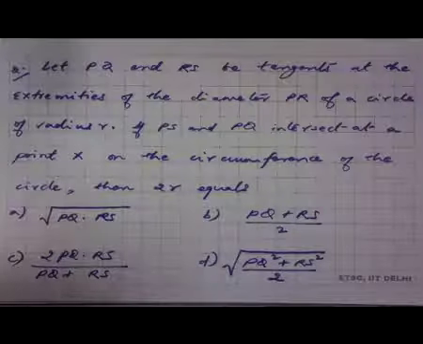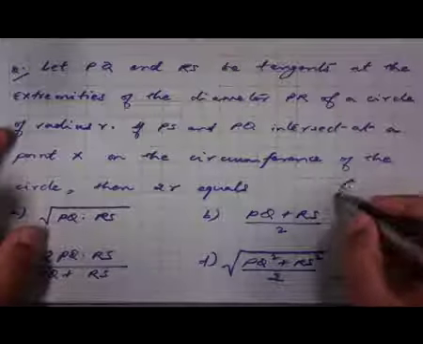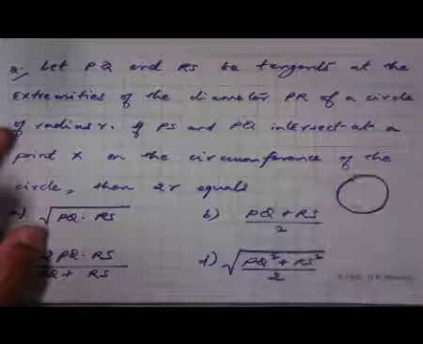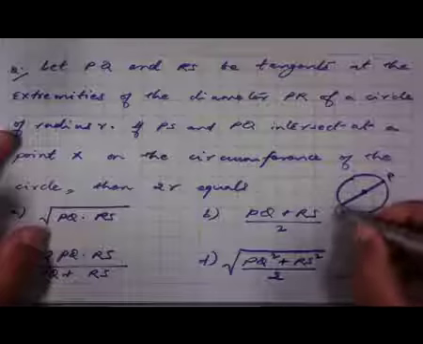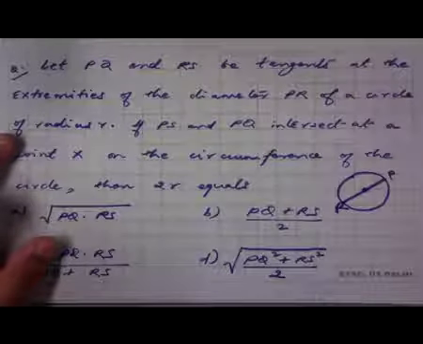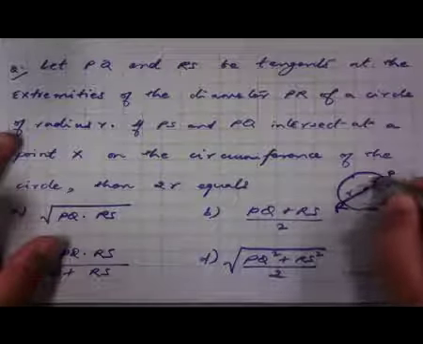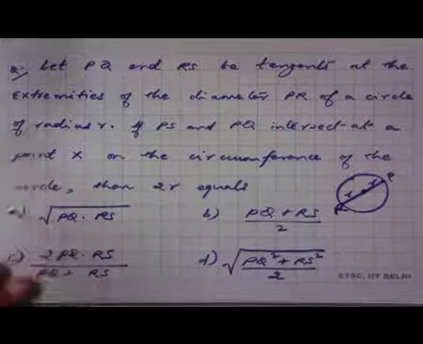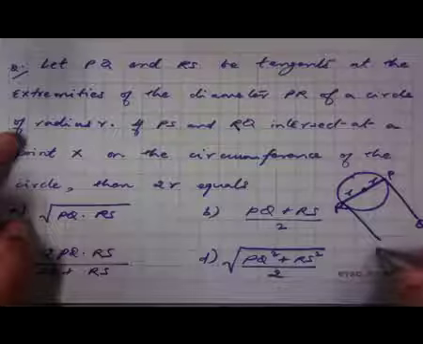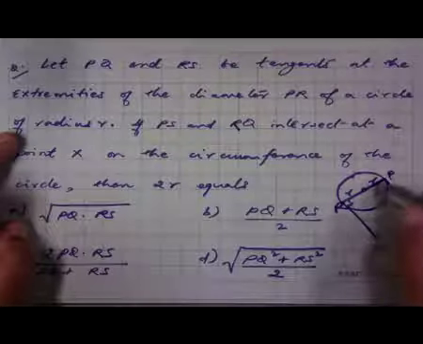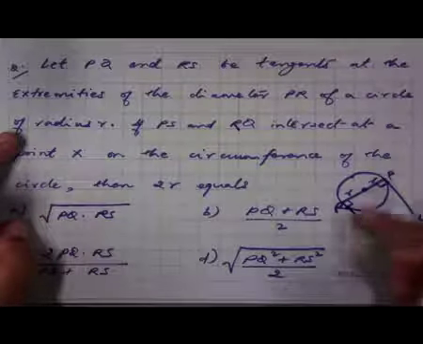So, what we have is a circle, and PR is one of its diameters. The radius of the circle is r, and it is said that, so this is RS. Both PQ and RS are tangents to this circle.